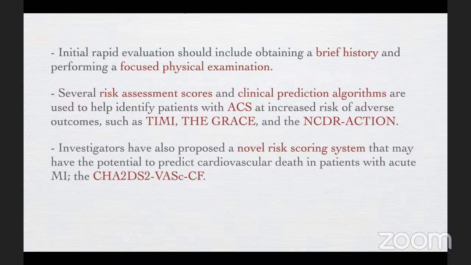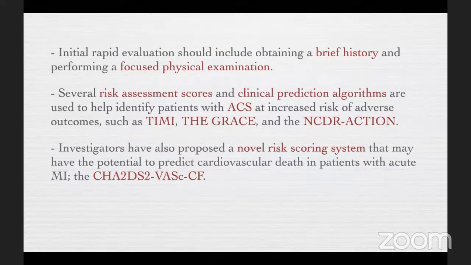Investigators have also proposed a novel risk scoring system that might have the potential to predict cardiovascular death in patients with acute MI, the CHA2DS2-VASc, which is congestive heart failure, hypertension, age 75 or more, diabetes, stroke or transient ischemic attack, vascular disease, age 65 to 74, and sex category. It takes into account cigarette smoking and family history of coronary artery disease as risk factors.